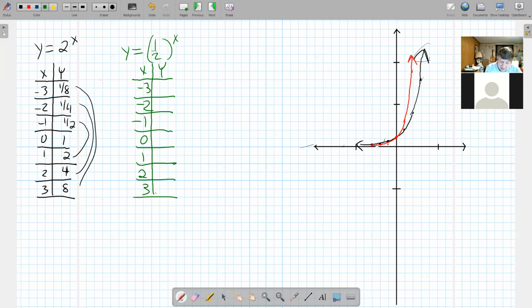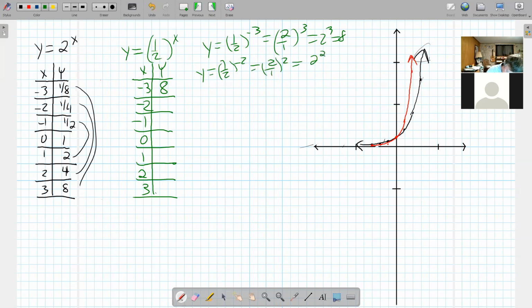Now, if x is -3, y equals 1/2 to the -3 power, which is 2 over 1 to the +3 power, which is 2 cubed or 8. If x is -2, y equals 1/2 to the -2 power, which is 2 over 1 to the 2 power, which is 2 squared, which is 4. If x equals -1, y equals 1/2 to the -1 power, which is 2 over 1 to the 1, which is 2 to the 1, or just 2.